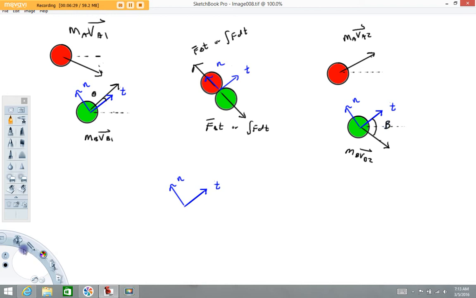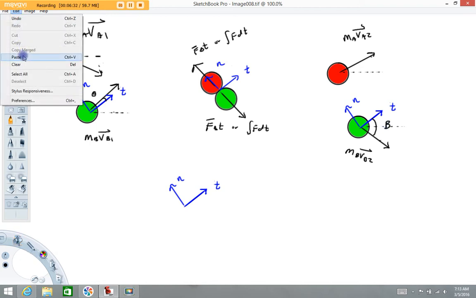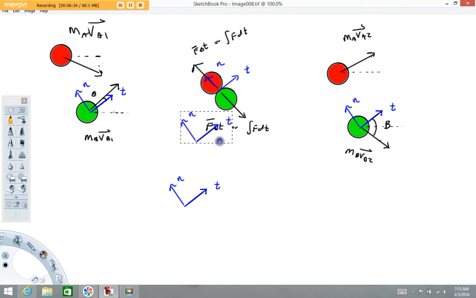All right. Now I'm going to put another coordinate system here. And again, you'll notice there's an angle between the tangential direction and the normal direction.